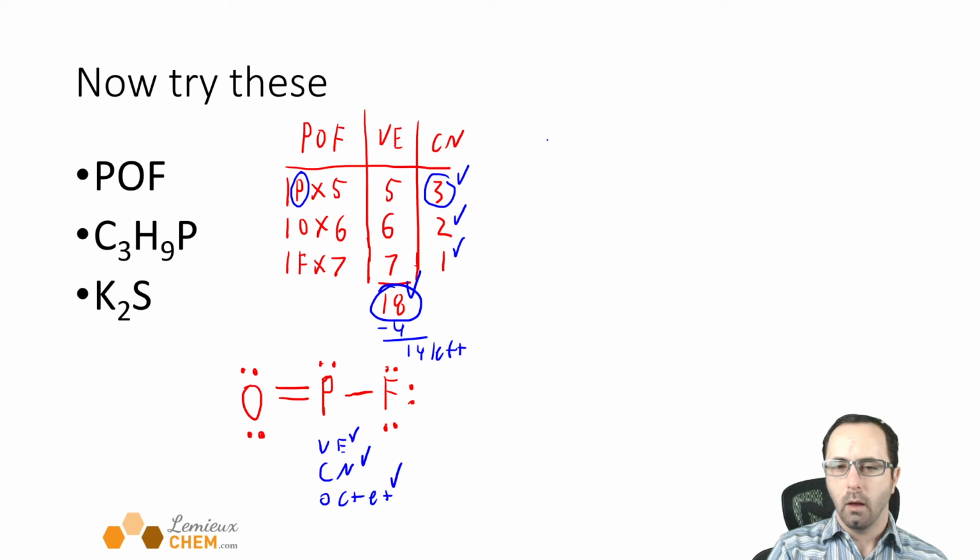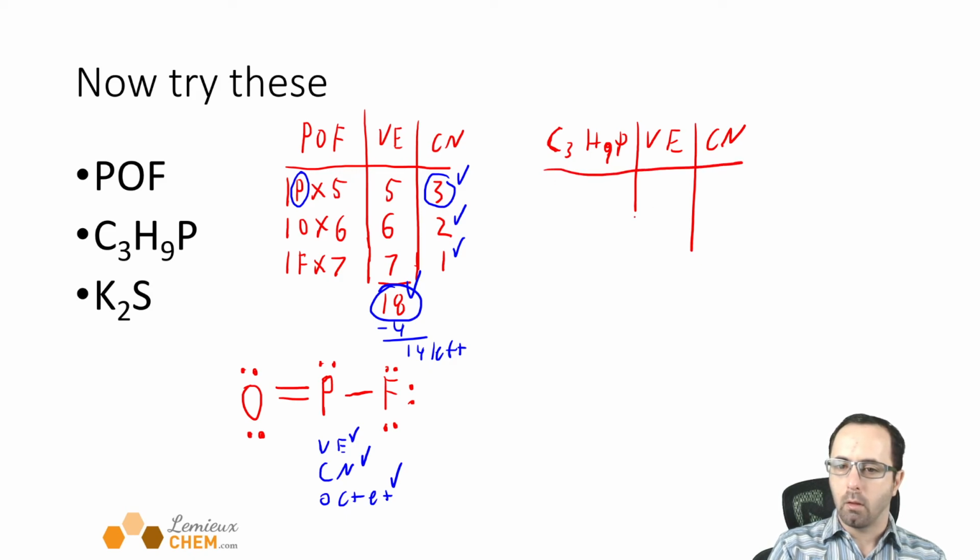Okay, next, we have a rather large molecule. So that can happen. You can have really big molecules, and then it can become hard to figure out how you want to write your skeleton. In fact, when a molecule is large, there can often be more than one correct way to write it. So you have to do a little bit of guessing. Okay, so in this molecule, we have 3 carbons, we have 9 hydrogens, and we have 1 phosphorus.